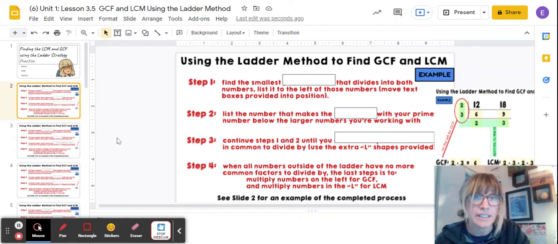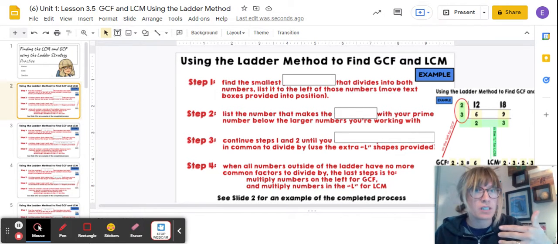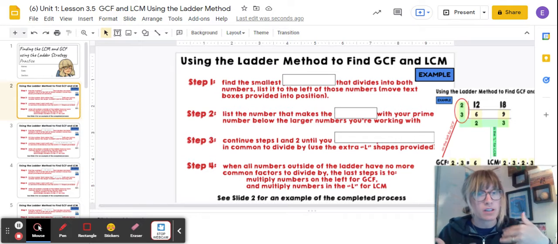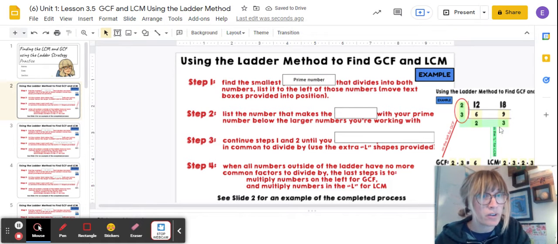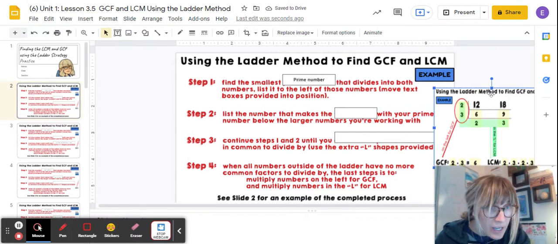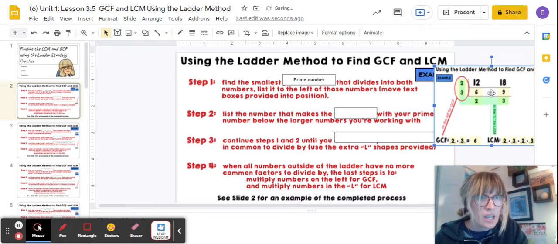All right. So when we're using the ladder method to find the GCF and the LCM, we're kind of familiar with using it to find the GCF. So the strategy is going to be pretty much the same. You're going to find the smallest prime number that divides both of your target numbers, right? So if our example off to the side over here, let's move it up a little.